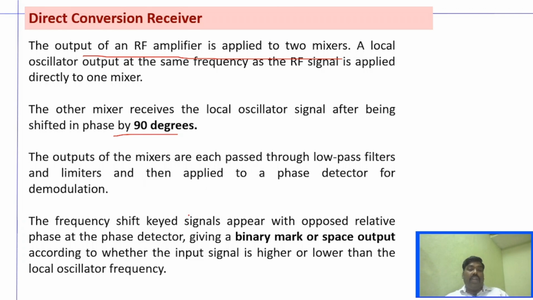And depending upon the components received, it will send either the mark signal or space signal, that is binary mark or space, according to whether the input signal is higher or lower than the local oscillator signal, right? So depending upon this particular condition, whether the input signal is higher or lower than the local oscillator signal, it will send either binary mark or space, right?